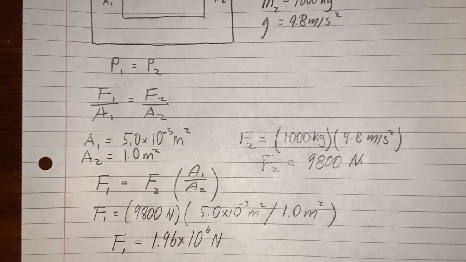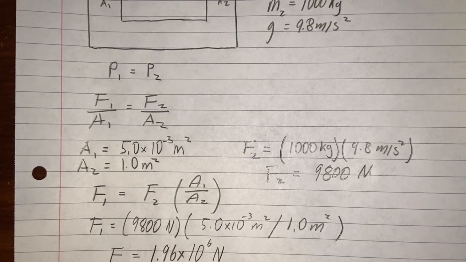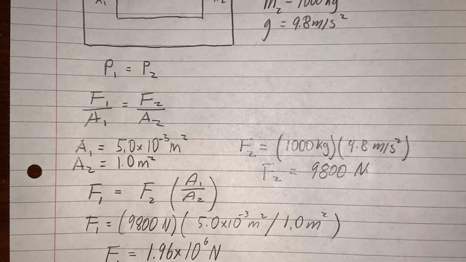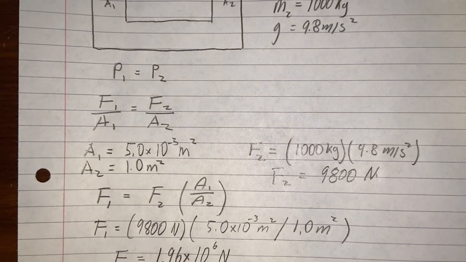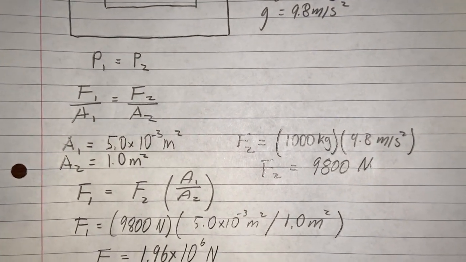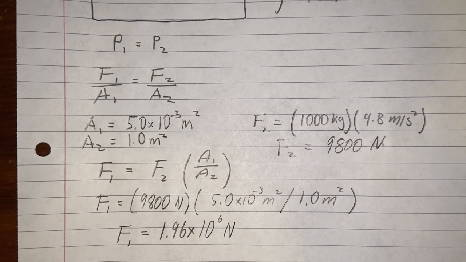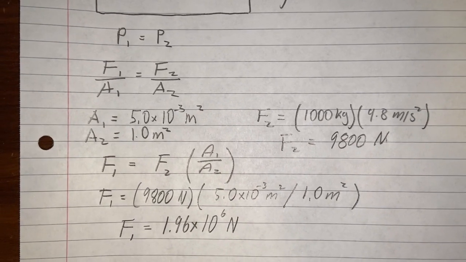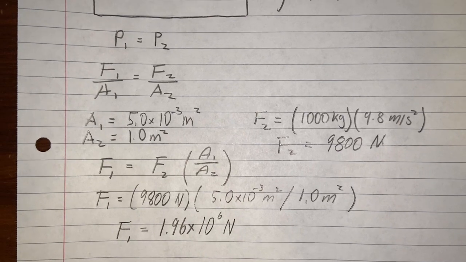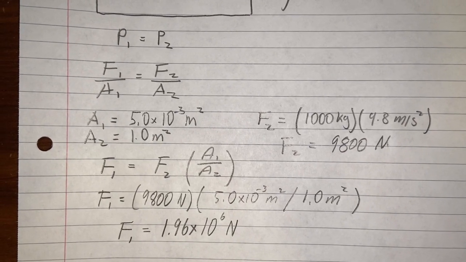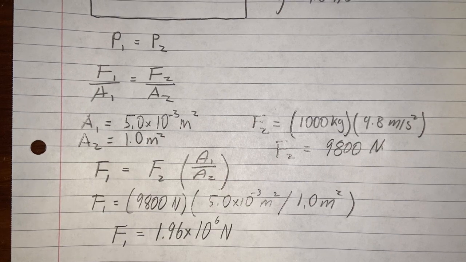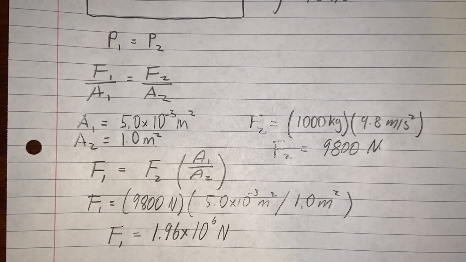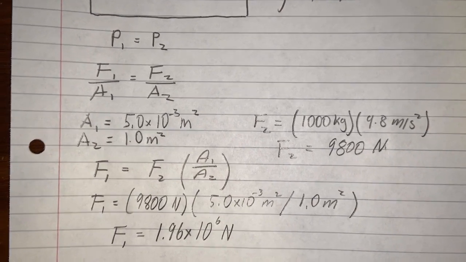So after moving around some of the variables, the pressure of the first side equals the pressure of the second side, we find that the force of the left side is equal to the force of the second side times the ratio of the 2 areas. The ratio being that the area on the top, in the numerator, is going to be the smaller one from the left side.